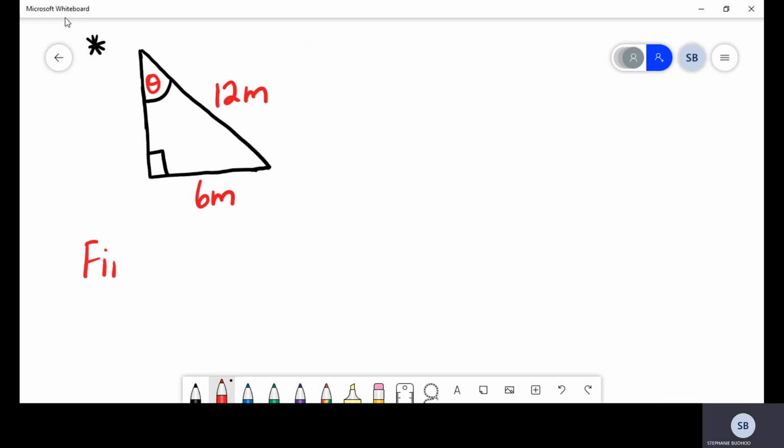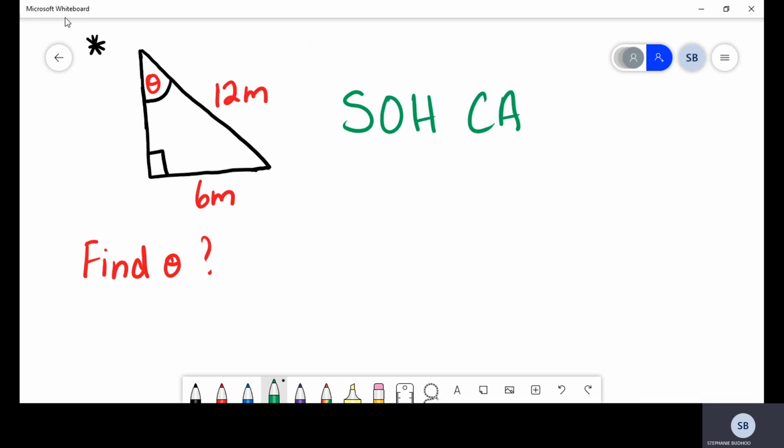Now, in this question, of course, you can find the value of the missing side using Pythagoras' theorem, but that's not the lesson for today. Okay, guys, so we want to find theta. Now, to find theta, you cannot use Pythagoras' theorem. You must use one of your trig ratios. You must use one of SOH, CAH, or TOA.